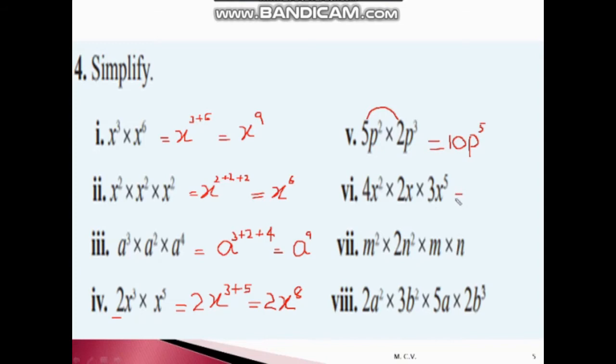In the next one, 4 into 2 into 3. 4 into 2, 8. 8 into 3, 24. Now consider the powers. Here x means you can write that as x to the power 1, then 2 plus 1, 3. 3 plus 5, 8. 24x to the power 8.